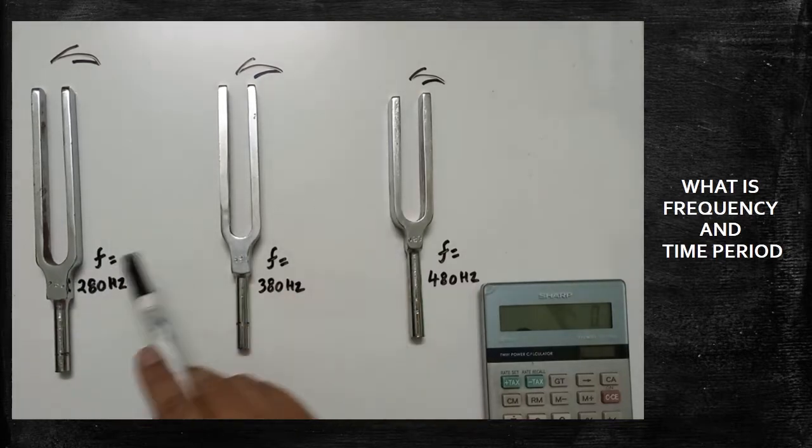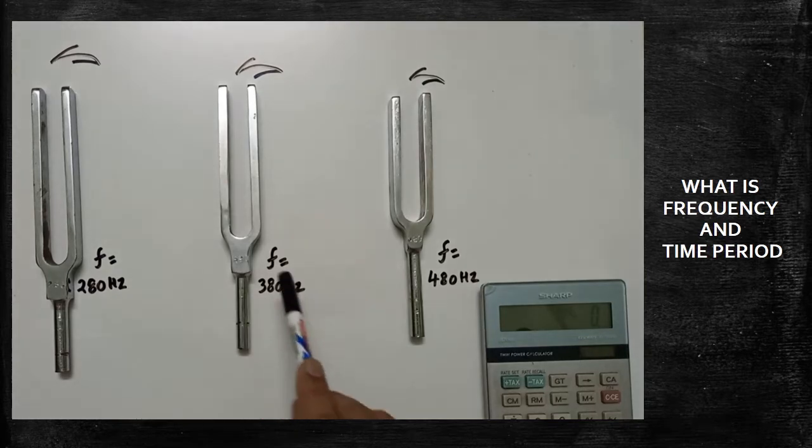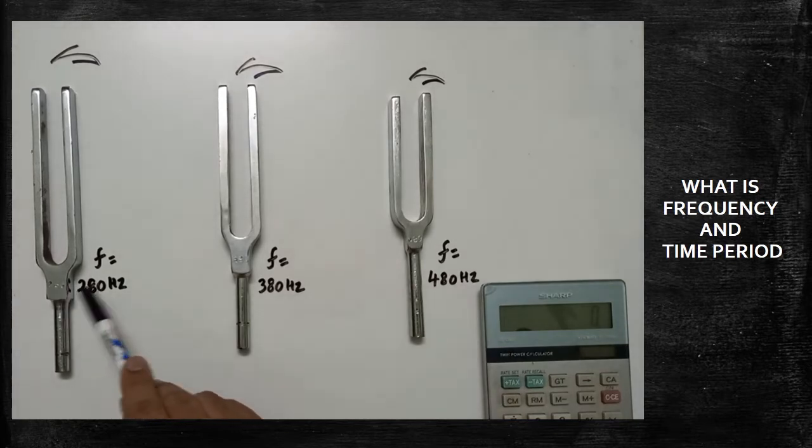I have kept three tuning forks. The frequency of the first tuning fork is 280 Hz. Frequency of the second tuning fork is 380 Hz. Frequency of the third tuning fork is 480 Hz. Here, you should know what that number indicates.